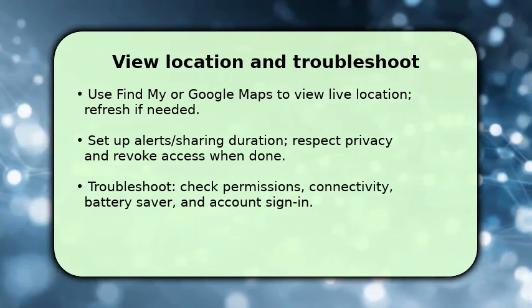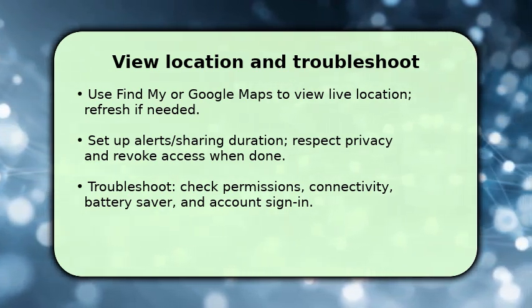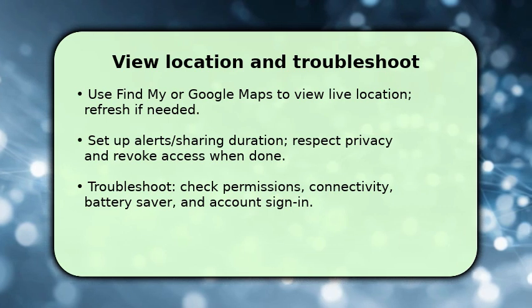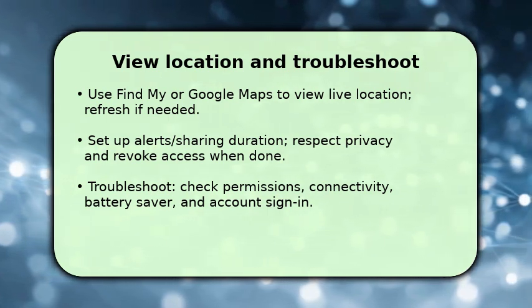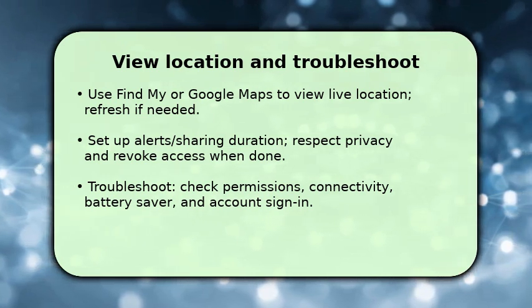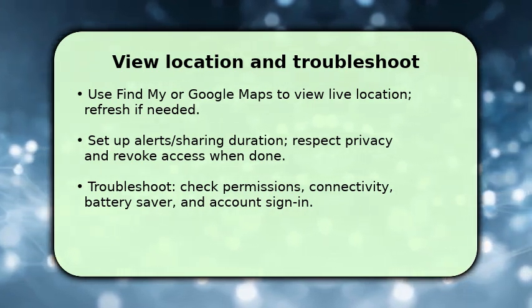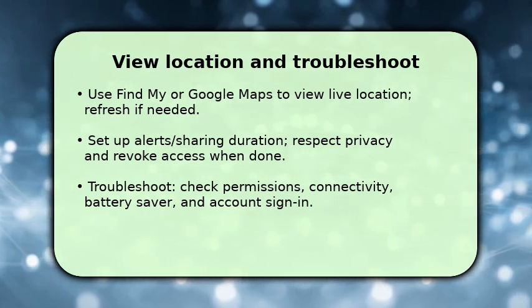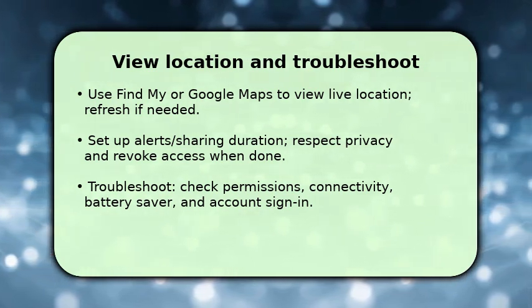If location doesn't appear, check 3 common causes: permissions, precise, and background, network connectivity, and battery saver or app restrictions that block updates. If problems persist, sign out and back in or restart the device. These fixes resolve most permission and sync issues.